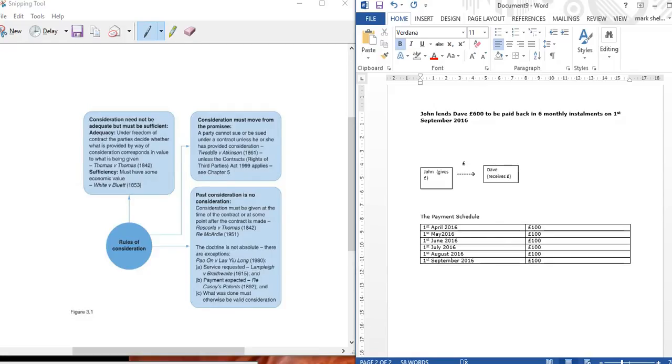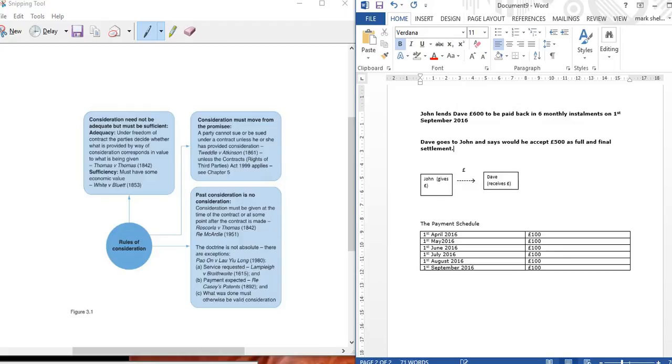And let's say that Dave goes to John and says, would he accept, let's say £500 as full and final settlement. Let's imagine that the reason Dave is doing that is he's got his own financial difficulties, he's lost his job, I don't know, make up a reason. And what we need to look at is John here is trying to change the contract. There's no agreement to pay more for the same like Williams and Roffey. This is what we call an agreement to accept less.